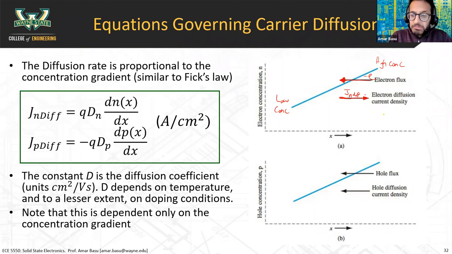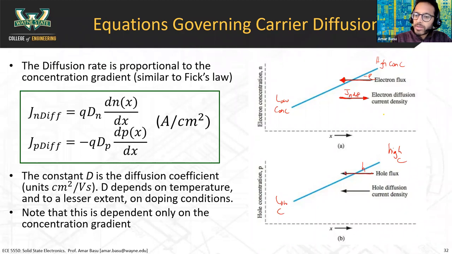Now the holes diffuse independently. The holes don't really see the electron concentration. They only see the hole concentration. So you could potentially have different concentration gradients of holes and electrons at the same time. And in fact, this happens in diodes. We'll talk about that more later. But again, we have low concentration here, high concentration here. So holes are going to diffuse from right to left.